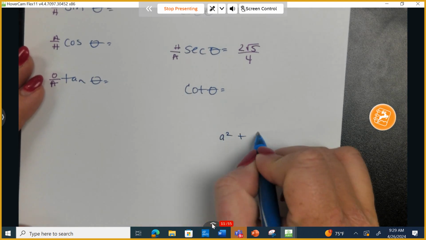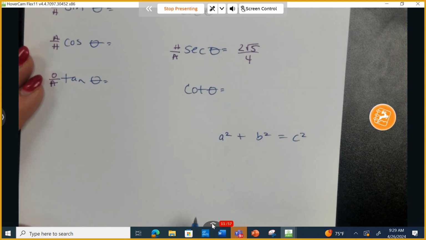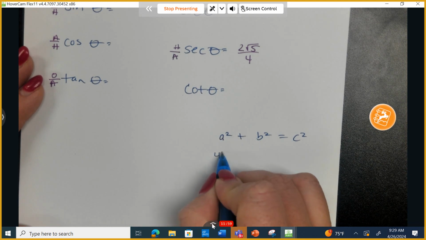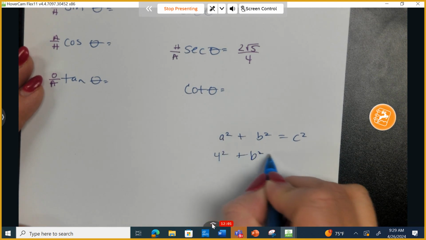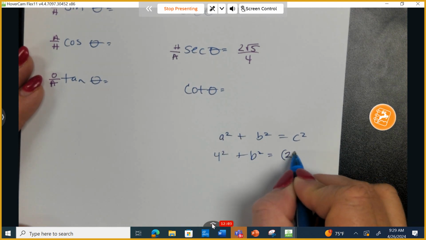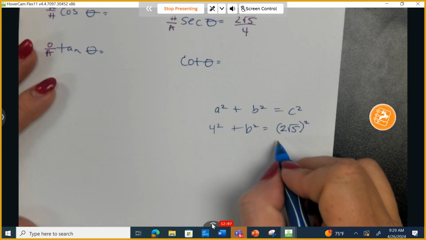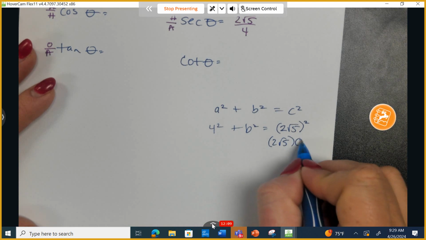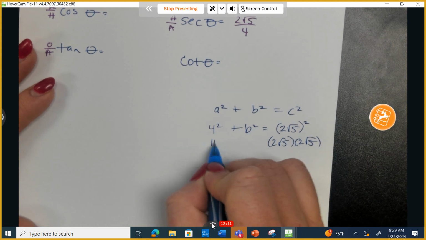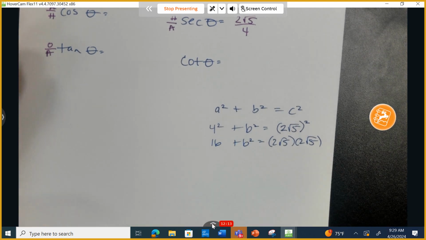A squared plus B squared equals C squared. So A, 4 squared plus B squared equals 2 square roots of 5 squared. Now remember, that means write this thing twice: 2 square roots of 5 times 2 square roots of 5. That's the concept. Now why did I do that?